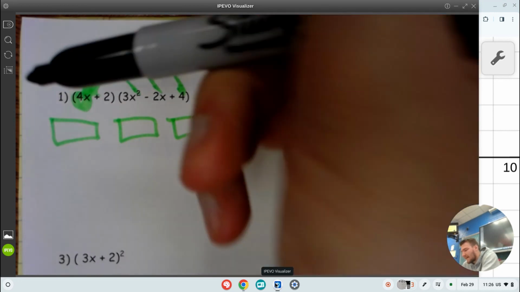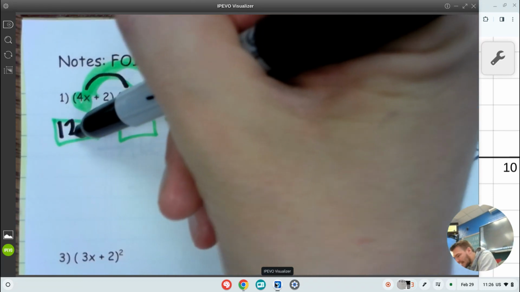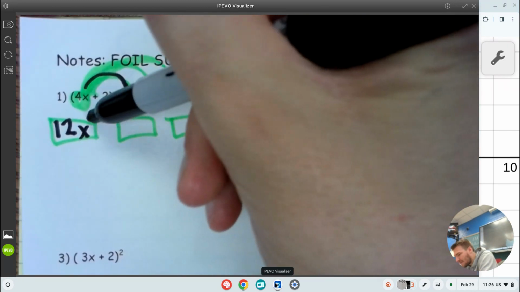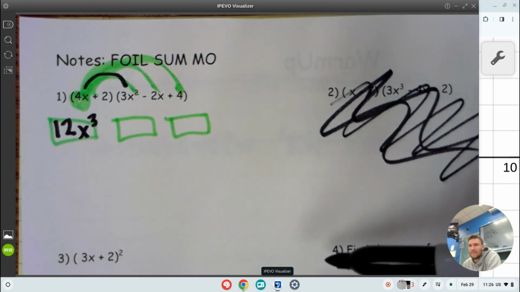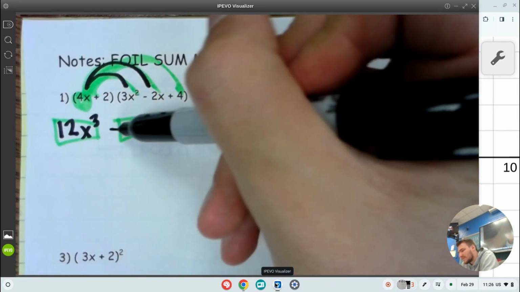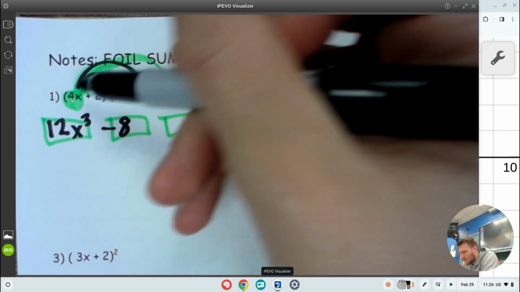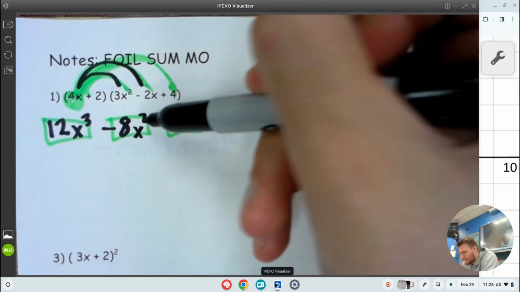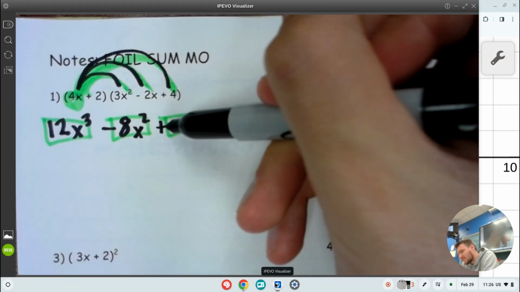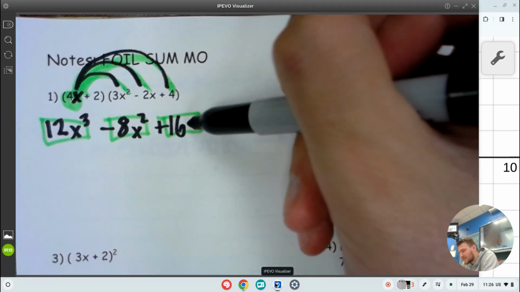Okay? What is 4 times 3? 12. And how many x's on that 12? 1, 2, 3. We should have 3 x's on that 12. What is 4 times negative 2? Negative 8. How many x's on that 8? 1, 2. And what is 4x times 4? 4 times 4 is 16. And there's only 1 x. And so we should have 1 x.